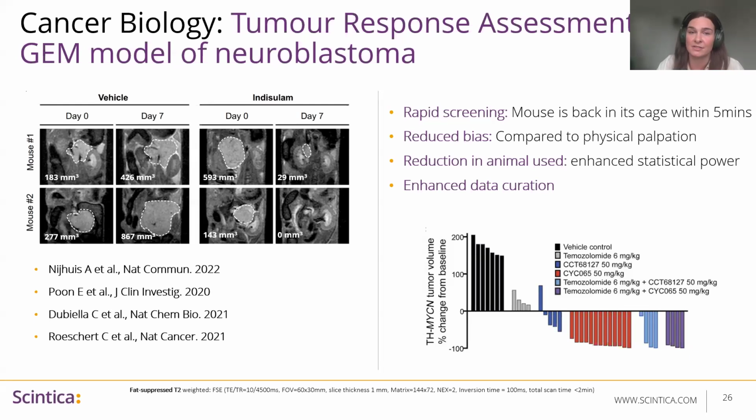Also can reduce the amount of animals used. So you can use the animal as its own control or look at disease progression within that same animal, reducing the amount of animals that you would typically use for either histology or other methods in order to have really enhanced data curation.